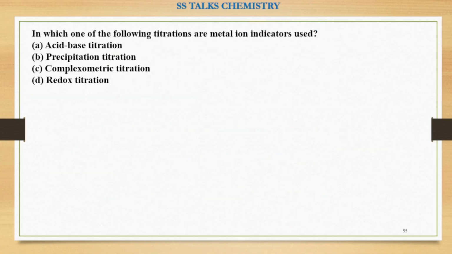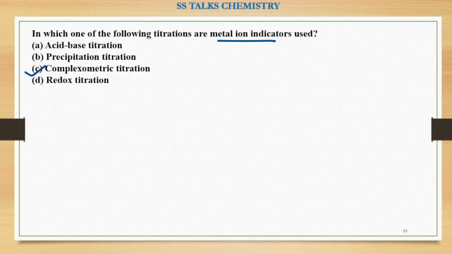Okay. Next we have this. Which of the following titrations are metal ion indicators used in? That is complexometric titrations, where the indicator used is Eriochrome Black T, which can form a complex with your metal ions, followed by treatment with EDTA. The previous complex between the indicator and the metal ion will break, and the EDTA and metal complex will be formed. So the main thing is metal ion indicators are used in complexometric titrations.